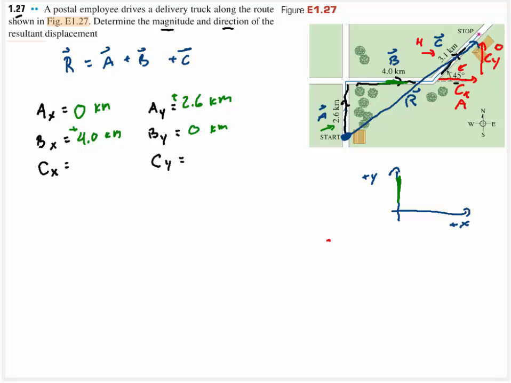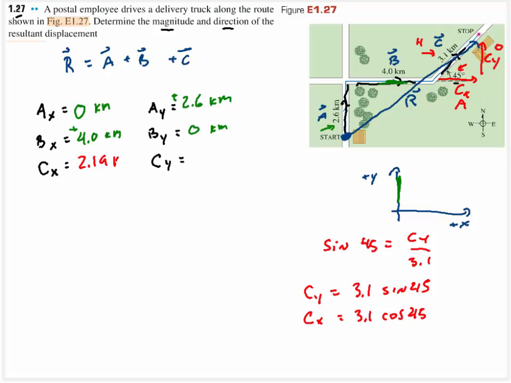Remember our old friend SOHCAHTOA? So we would say, sine of 45 is going to be equal to the opposite side, Cy, divided by the hypotenuse, 3.1. So Cy simply has to be 3.1 sine of 45. Similarly, you convince yourself that Cx needs to be 3.1 cosine of 45. Go ahead and type all that in. It's going to be 2.19 kilometers in the x and 2.19 kilometers in the y.